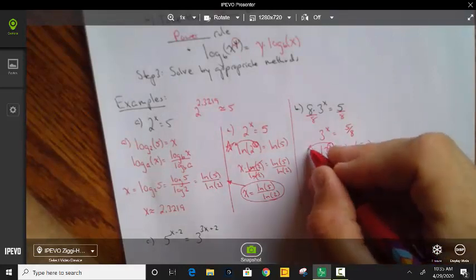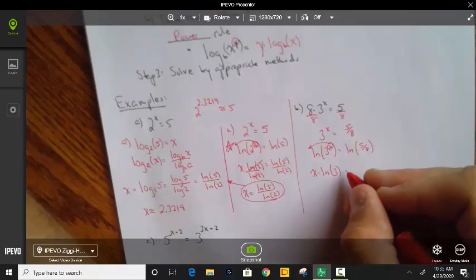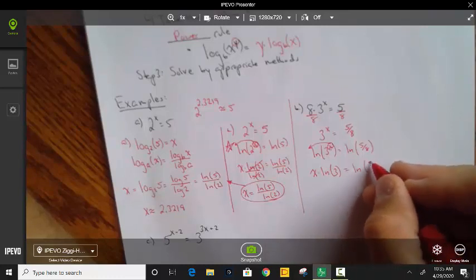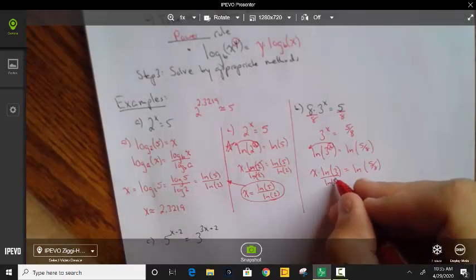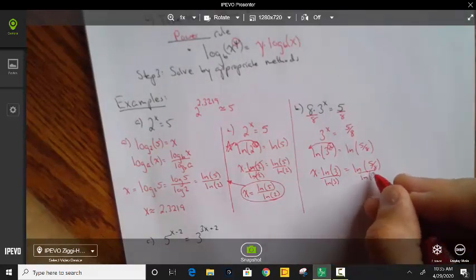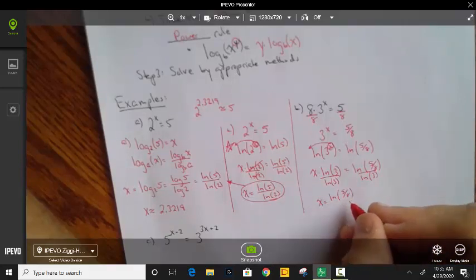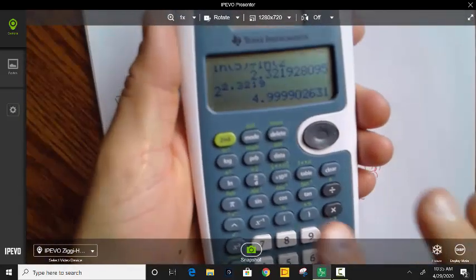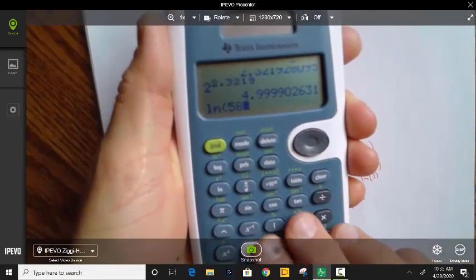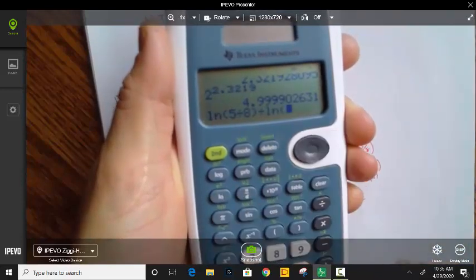We're going to apply the power rule, which gives us x times natural log of 3 equals the natural log of 5/8. And then we're just going to divide by the natural log of 3. So we get that our final answer is the natural log of 5/8 divided by the natural log of 3. And then to get the decimal approximate, we'll just bring in the calculator. Natural log of 5/8 divided by the natural log of 3.